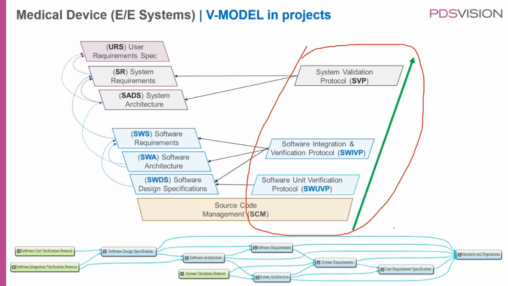The same thing is depicted below, from Codebeamer, starting from standards and regulations to user requirement spec, and then it all gets derived. Finally, you have three types of testing of the protocols. One is the system validation, the other two are verification: the unit verification and the integration verification protocol.